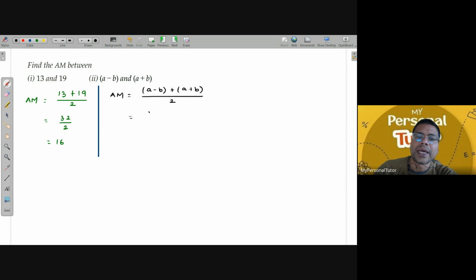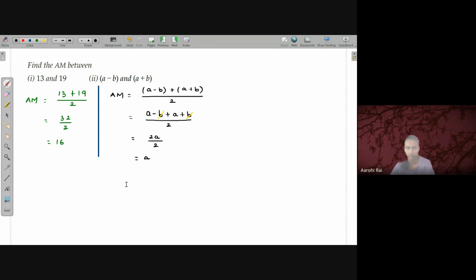Now if you open the bracket, you will get a minus b plus a plus b, whole thing divided by 2, right, Arohi? Yes, sir. Now if you observe carefully, minus b and plus b will get cancelled out. You will get 2a upon 2, which when you simplify, you will get a. It means that the arithmetic mean of a minus b and a plus b is just a. Is that all right, Arohi? Yes, sir. Shall I explain one more time, Arohi? No, sir. I got it, sir.